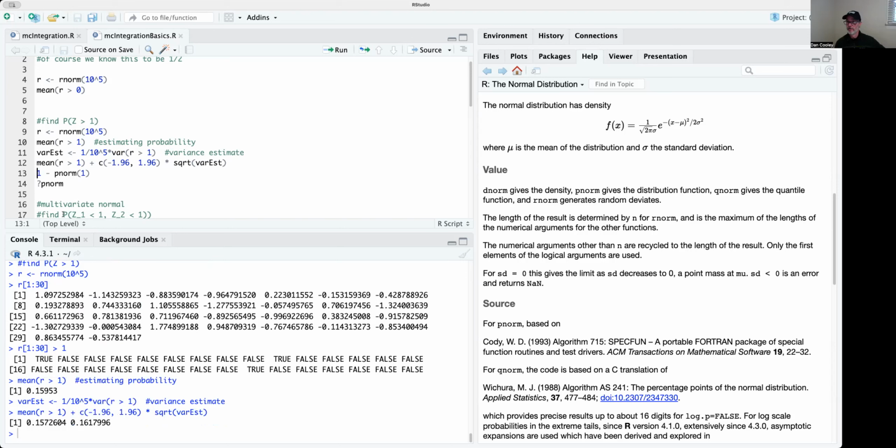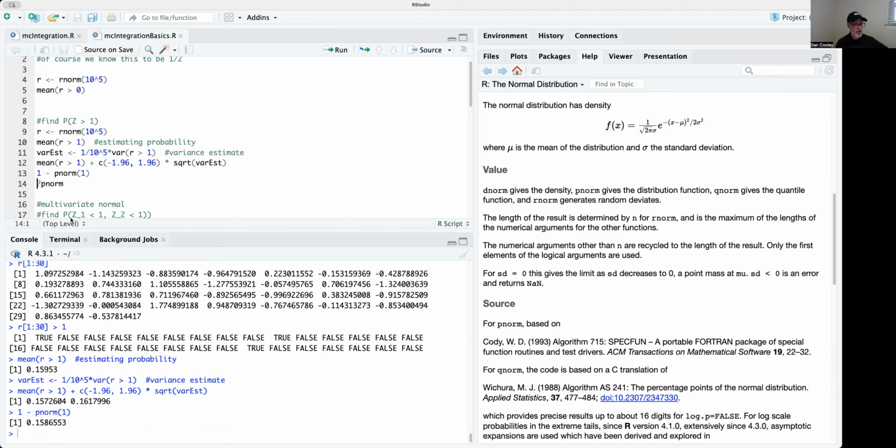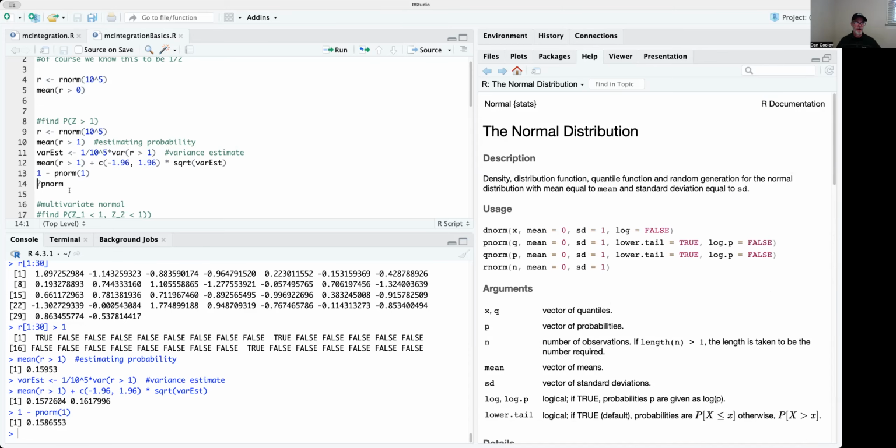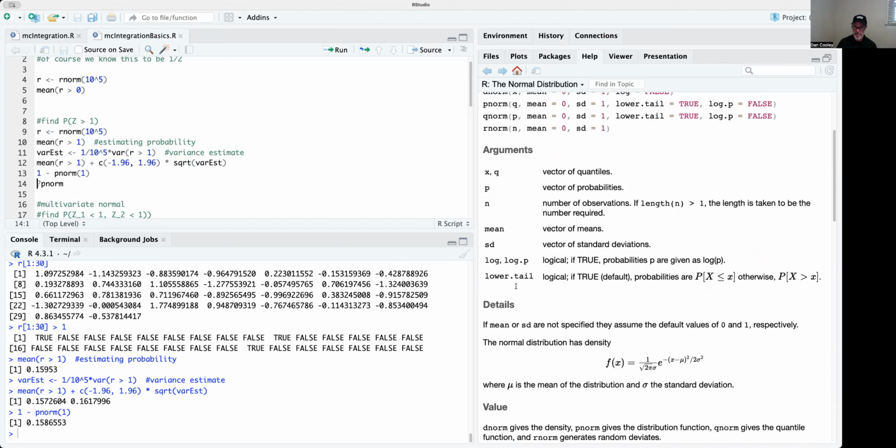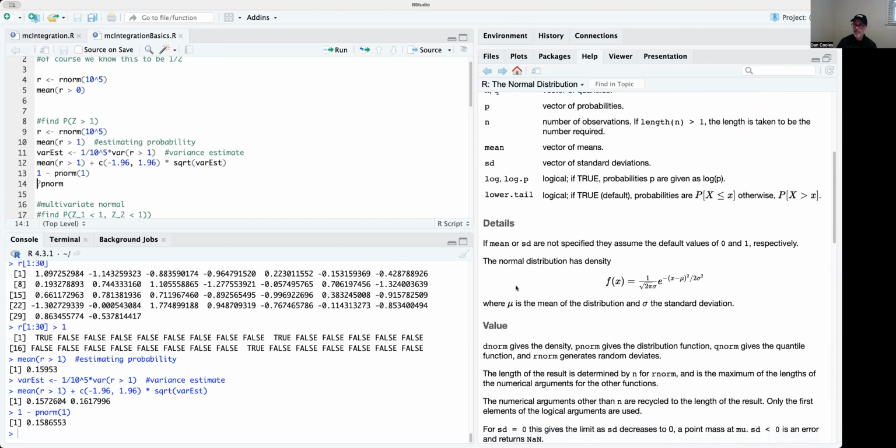Now, the true value, I'm going to put true in quotes, could be obtained from R by taking 1 minus P norm. Notice that our estimate is pretty darn close to what R would spit out, and our confidence interval contains that. In fact, if you look at the help file for the normal distribution, P norm is not something that R can do analytically any easier than we can. It can't do that integral. It has to be doing something numerically as well.